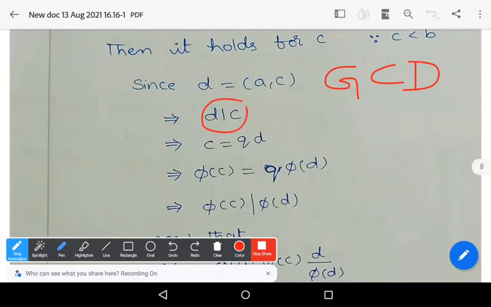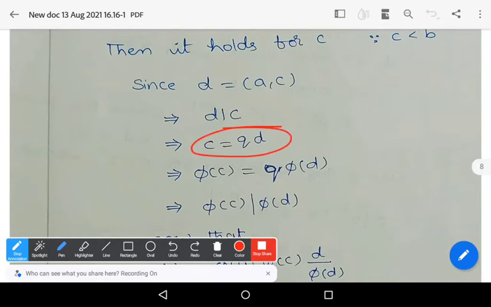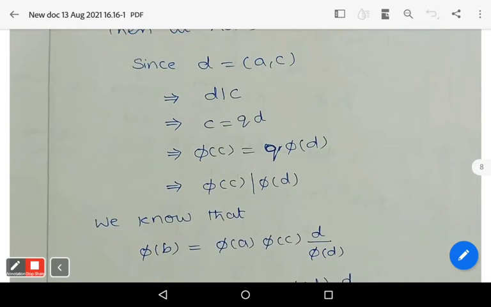It means d divides c. Then c can be written as qd. Then φ of c can be written as q into φ of d. In this case, φ of d divides φ of c.